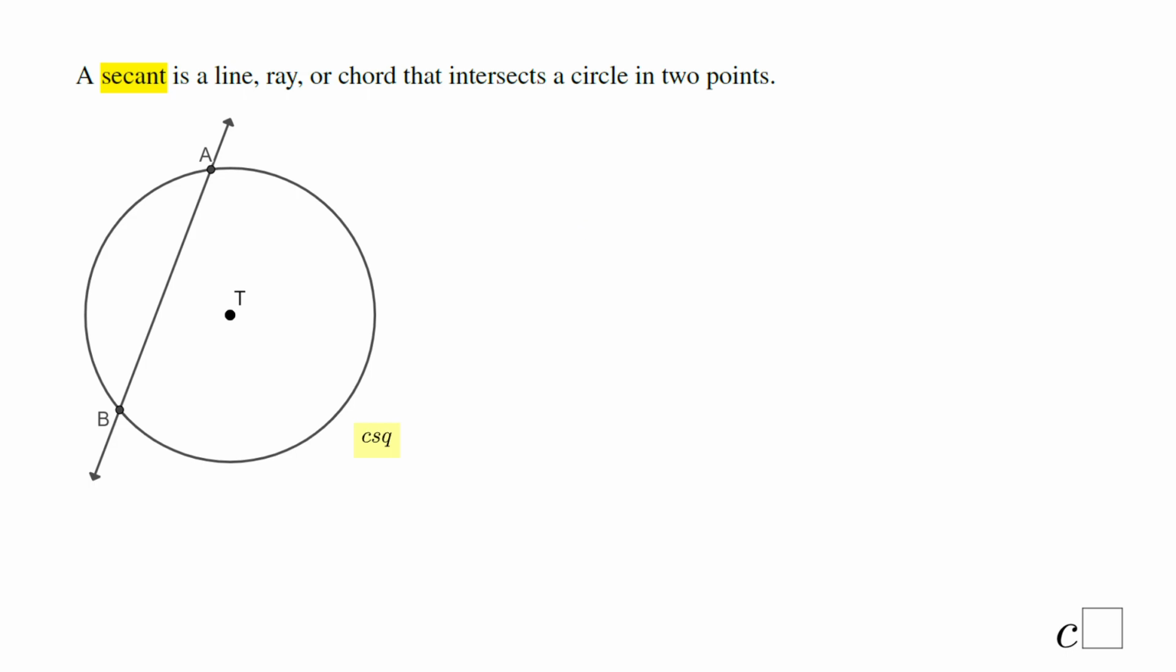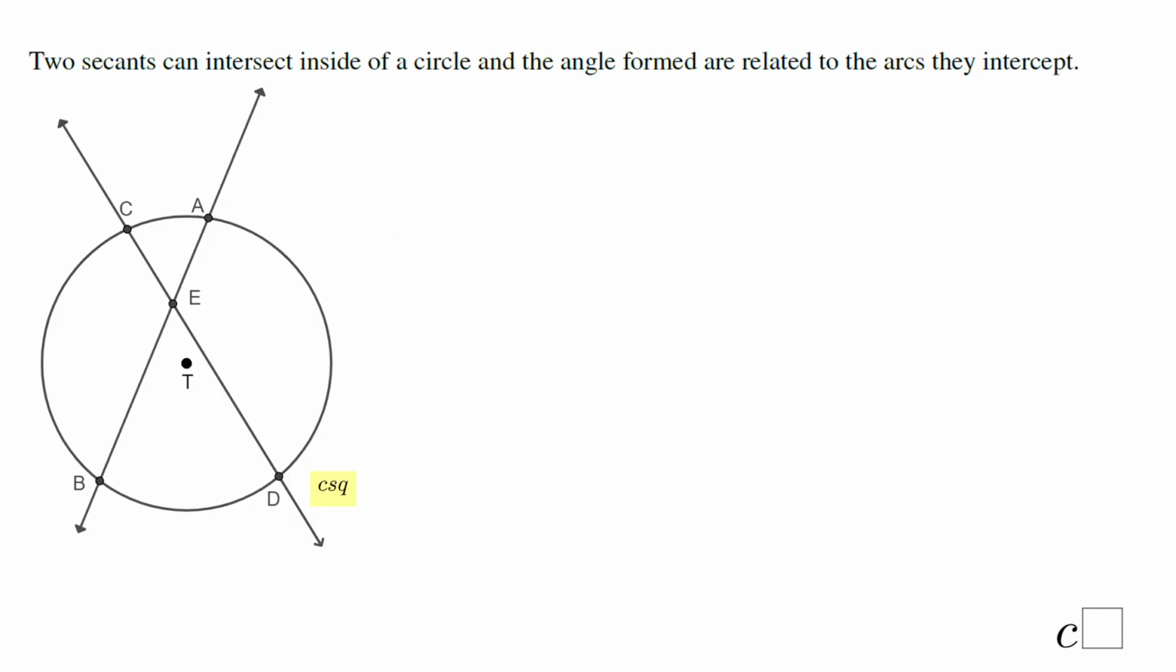In this lesson we will talk about secants, and you see here the definition of a secant is a line, ray, or a chord that intersects a circle in 2 points. Like in this case, you notice we have the secant AB. Two secants can intersect, you see here in this case, inside of the circle, and they form some angles.